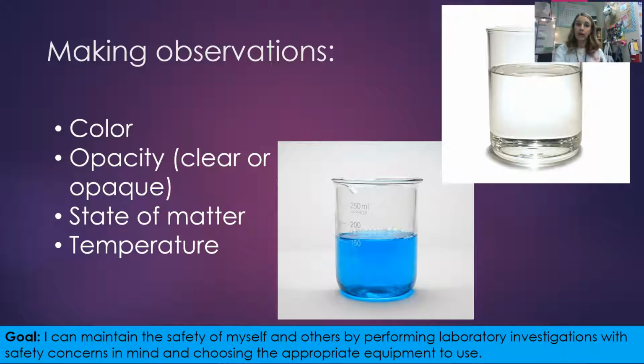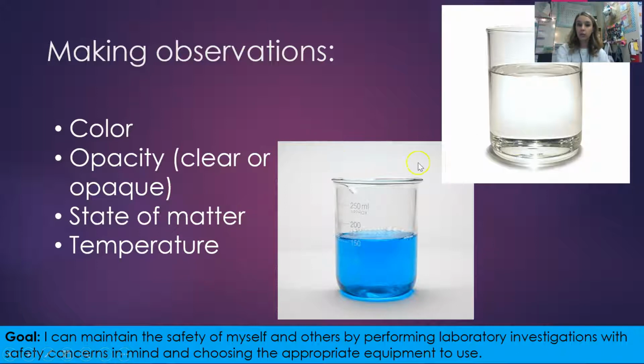And the opacity, whether something is clear or opaque. Clear means that you can see through it. Clear is not actually a color. So for example, this glass up here looks like water or some other clear substance. But to describe this scientifically, I would not just say clear. It is clear, but that answer is incomplete. It's clear and colorless, because clear is not a color.